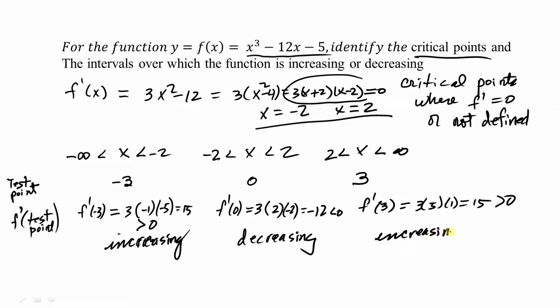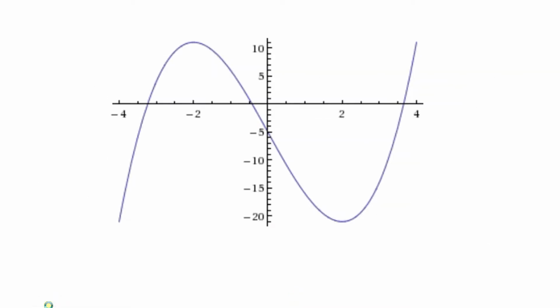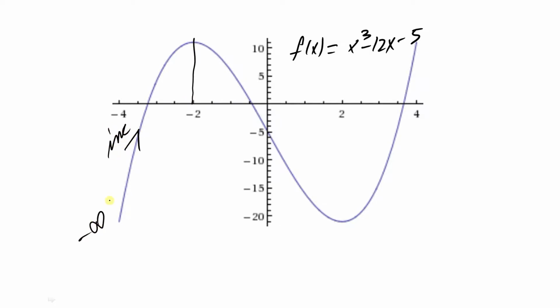So now we know the intervals, without even graphing the function, on which the function is increasing and decreasing. If you then go and look at the function, this is a graph of f of x equals x cubed minus 12x minus 5. And indeed, we see that the function is increasing between -infinity and -2, and it's decreasing between -2 and +2. And then on the interval +2 to +infinity, it's again increasing. So here the first derivative has told us whether the function is rising or falling.